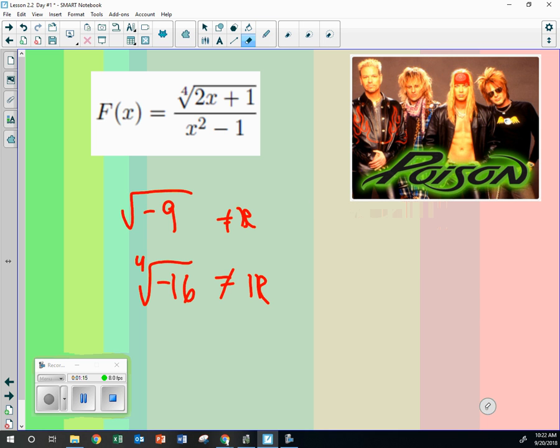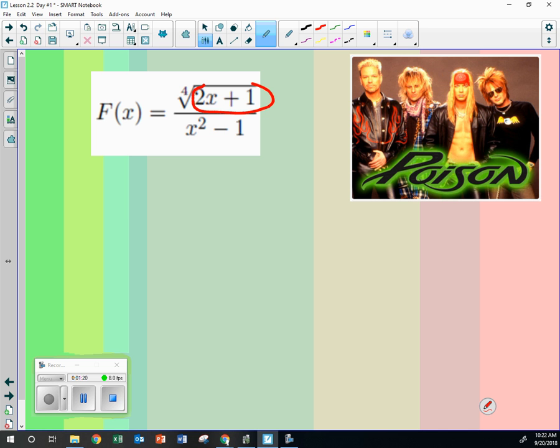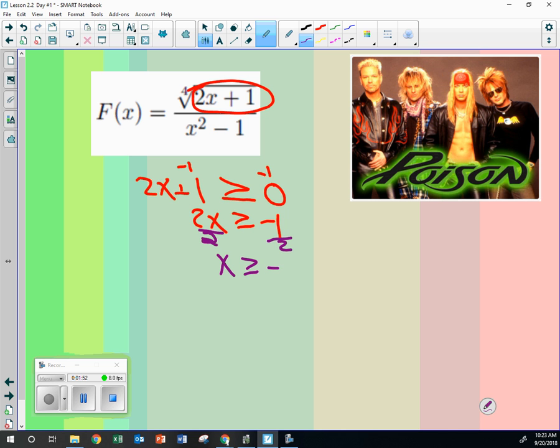So what we're going to have to do is say this part, 2x plus 1, has to be greater than or equal to what? 0. It has to be positive. Because can we take the square root of 0? Well, actually we can. 0 times 0 is 0. A little tricky. So we go 2x greater than or equal to -1 because we subtract 1 from both sides. Then I'm going to divide by 2, and you're going to get x greater than or equal to -1/2.